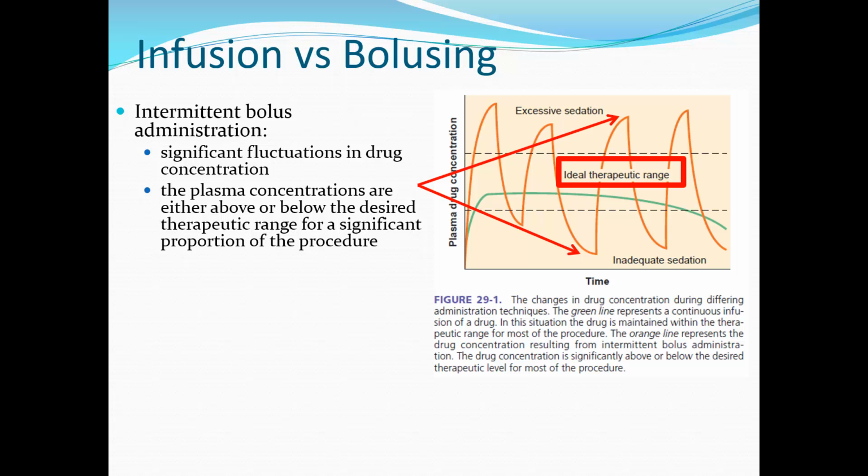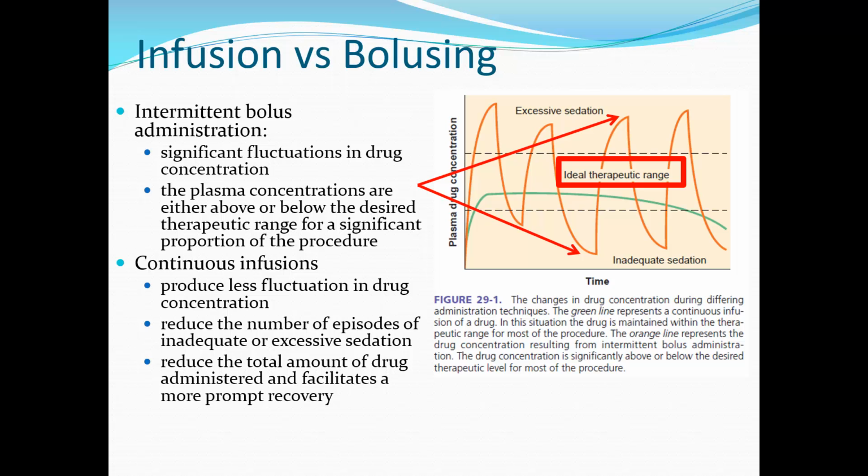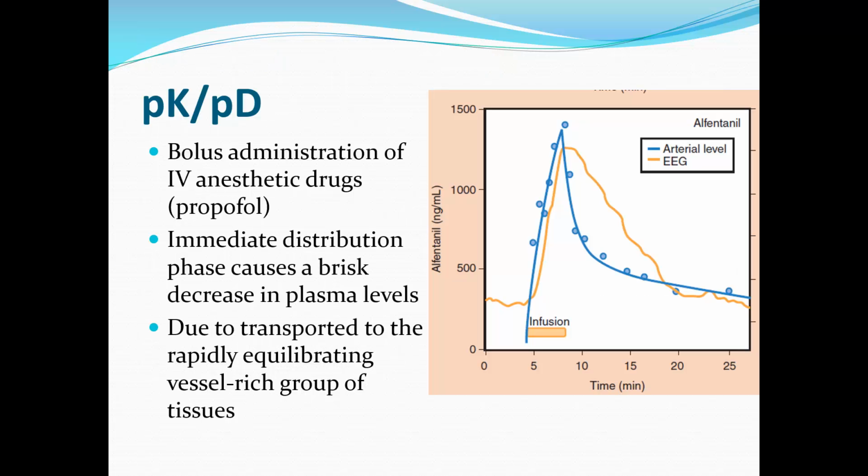Again, look at the ideal therapeutic range and how much easier it is to maintain it with a continuous infusion. Continuous infusions lead to less fluctuation in the concentration of the drug, reduce the number of episodes of inadequate or excessive sedation, and reduce the total amount of drug given to facilitate a more rapid recovery.